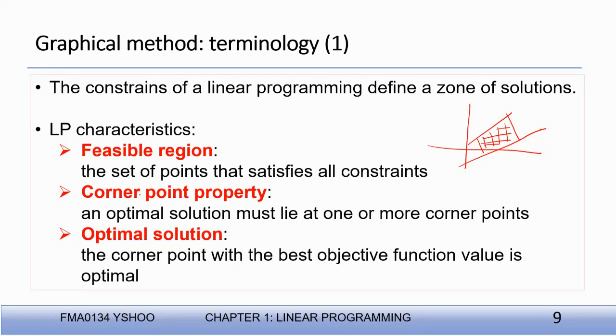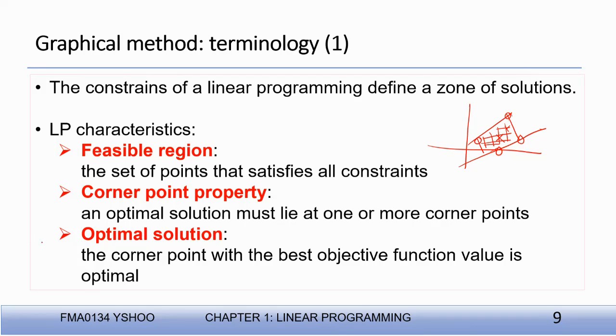During your SPM you did not learn about the corner point property. Now we are learning it: the optimal solution must lie at one or more corners. This property tells you that your solution must lie at one of the corners. It cannot lie in the middle or close to it and so on.